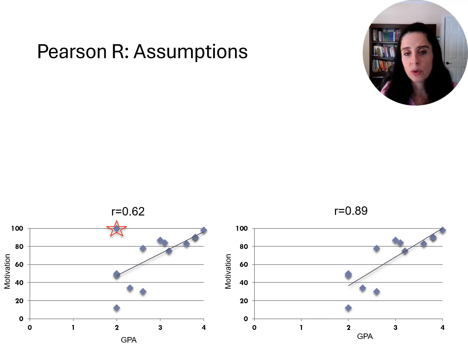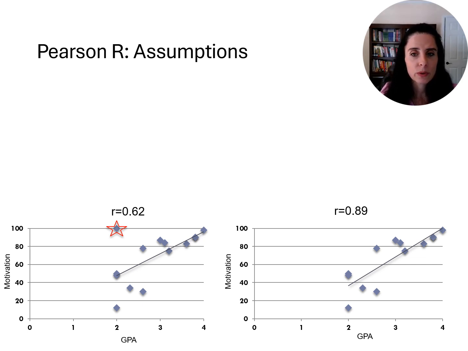The Pearson correlation coefficient is based on certain assumptions, and we have to make sure that we meet these assumptions when we're using this coefficient. First of all, both variables must be quantitative. There are other types of coefficients that can be used with ordinal variables, but the Pearson coefficient can only be used with quantitative variables. Furthermore, it is also assumed that the relationship between the two variables is linear.